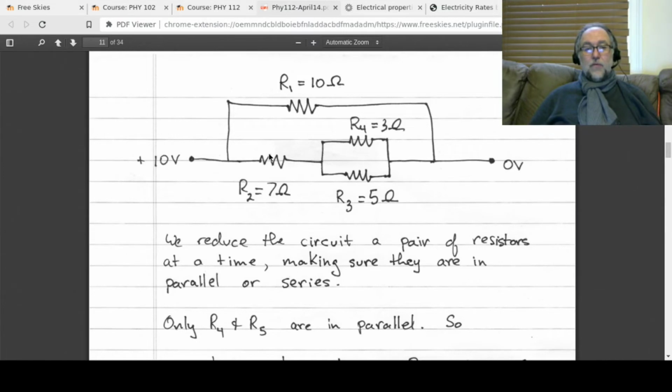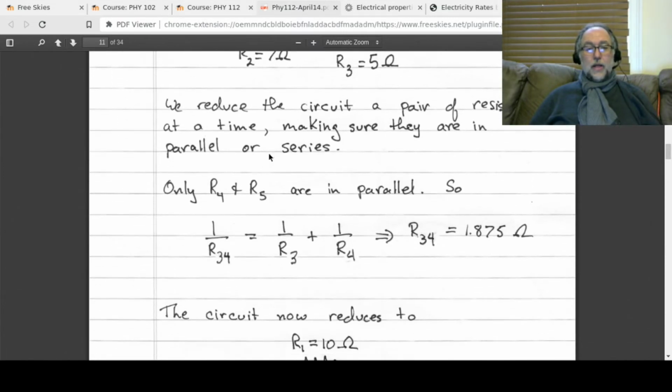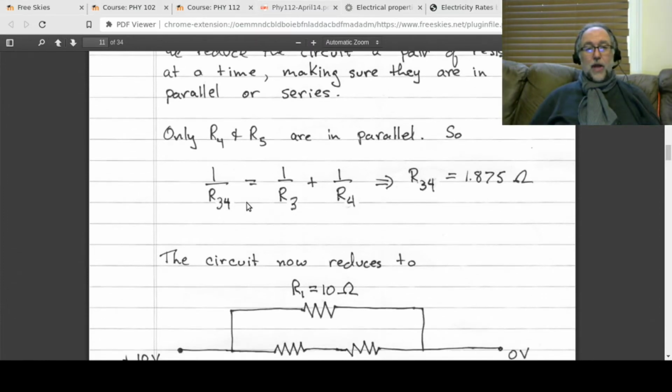Now, R3 and R4, oh, what did I do here? I wrote R4, R5. Sorry, that's R3 and R4. I did it right below it, but over here I've got 4 and 5. That's incorrect. Okay, so R3 and R4, they're in parallel, and then you say to yourself, how do you add those in parallel? And the answer is, in parallel, you add the reciprocal. So here they are.